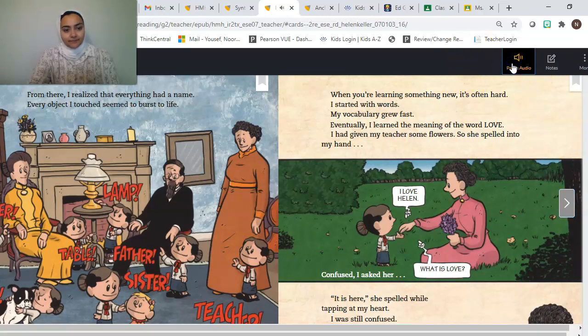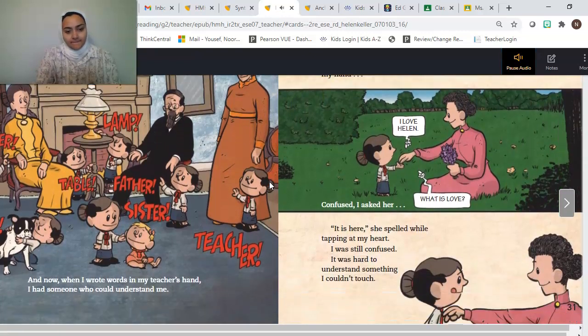From there, I realized that everything had a name. Every object I touched seemed to burst to life. Mother, lamp, dog, table, father, sister, teacher. And now, when I wrote words in my teacher's hand, I had someone who could understand me.